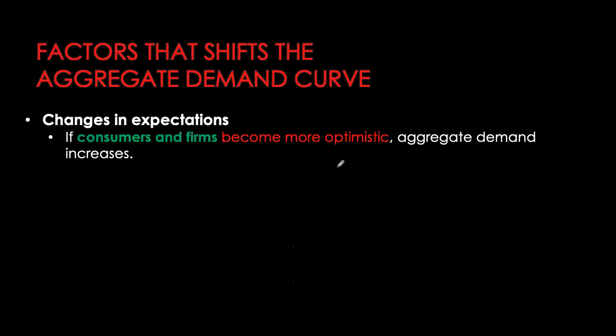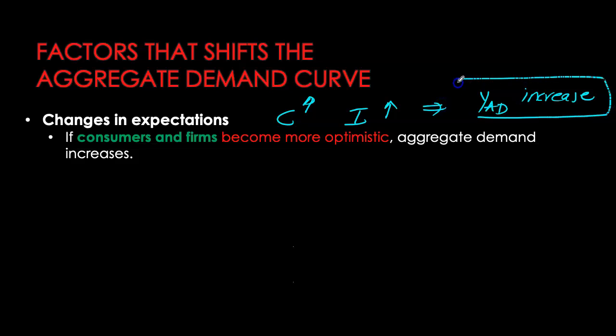So the first one we have here is our changes in expectations. Now it can be changes in expectations for firms or for households. If firms or households become more optimistic about the future, they're going to start spending more today. So that is going to cause your consumption or investment, or maybe both, to increase. And since consumption and investment are increasing at any given price level, it is causing your aggregate demand curve to increase or shift to the right.